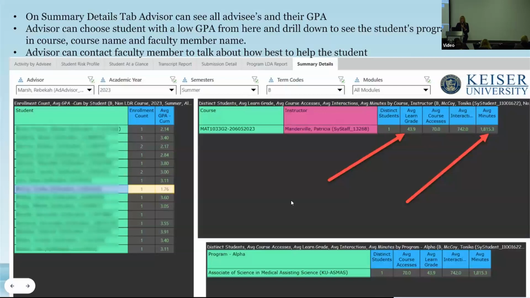And then on the summary detail tabs, they can see all the advisees and their GPA. They can choose a student with a low GPA and drill down to see the student's program. The advisor can contact faculty members. So this is just the last tab. I'm not saying that the advisors use all of these tabs, but they use the ones that work best for them.